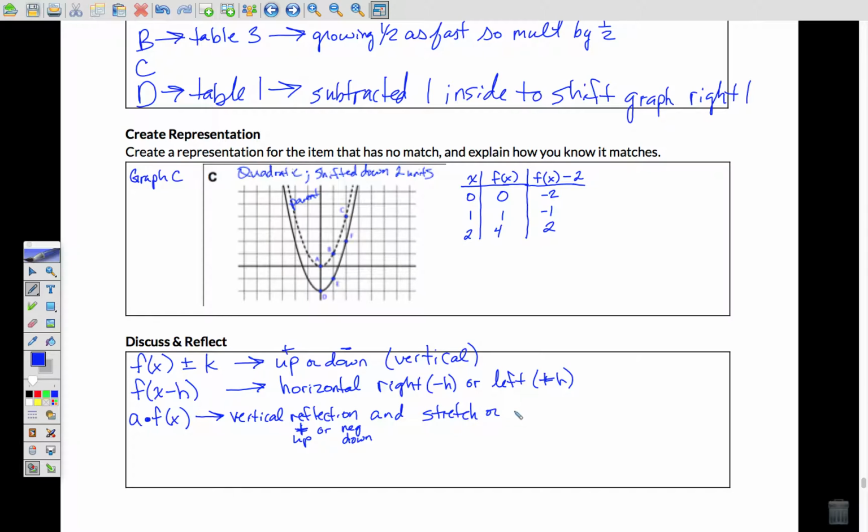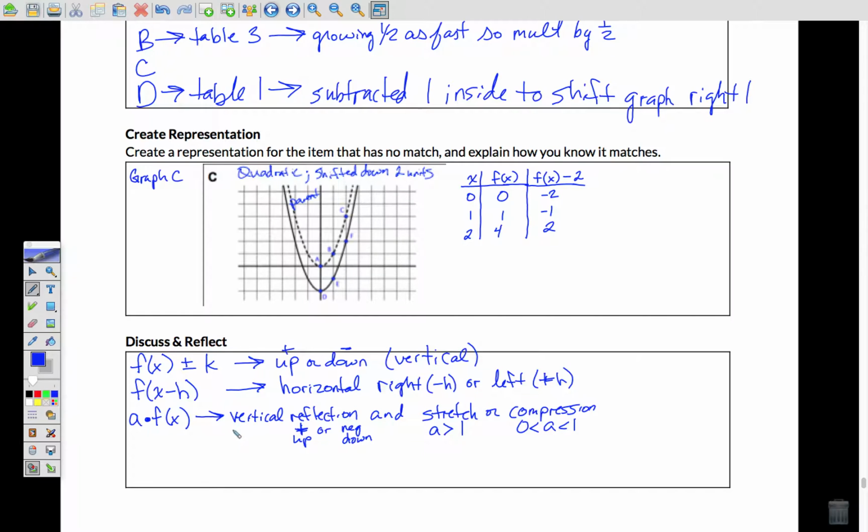And it is a stretch or compression. And remember, the stretch is when that a value is greater than 1, and then the compression is when it is less than 1 but still greater than 0. And really it's absolute value, because the same thing's true with negative, if you remember that. So those are the transformations.